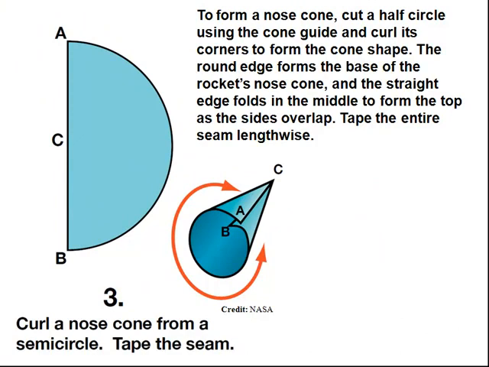For step 3, you're going to want to form a nose cone for your rocket. To do so, cut a half circle using a cone guide and curl its corners to form a cone shape. The round edge forms the base of the rocket's nose cone, and the straight edge folds in the middle to form the top as the sides overlap. You're also going to want to tape the entire seam of the nose cone. By doing so, this seals the top of the rocket, and it doesn't allow air to escape from the nose cone when you go to launch your rocket.